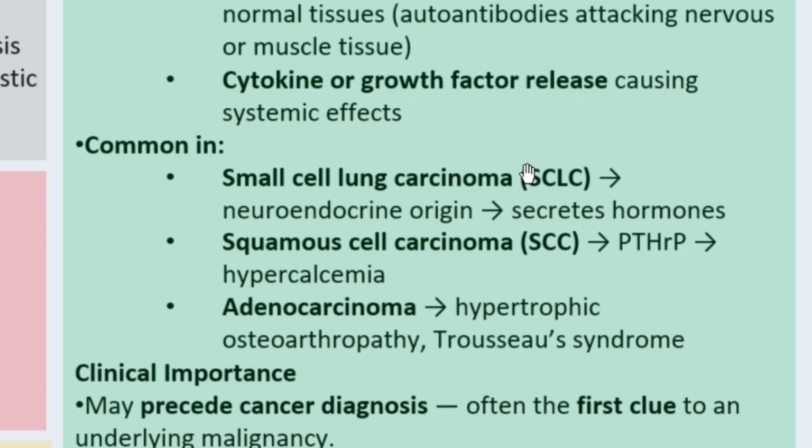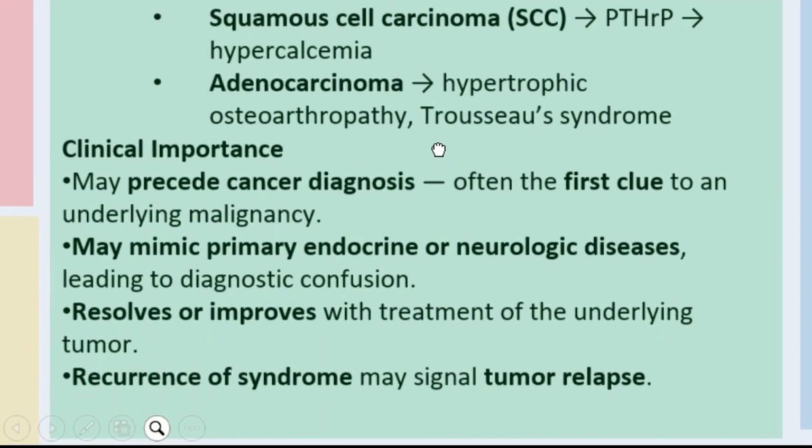and Trousseau syndrome, which is basically migratory thrombophlebitis. So the clinical importance of paraneoplastic syndrome, and this is a very important thing to understand when it comes to lung cancer, is that sometimes the only or the first clue that we get, even before the diagnosis is made, is a paraneoplastic syndrome, and it may mimic a primary endocrine or immunologic disease.